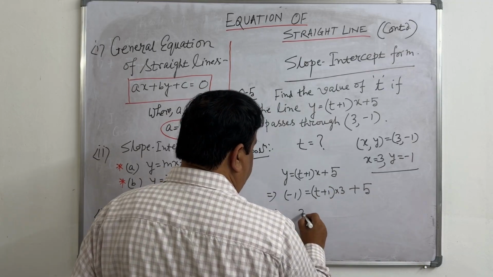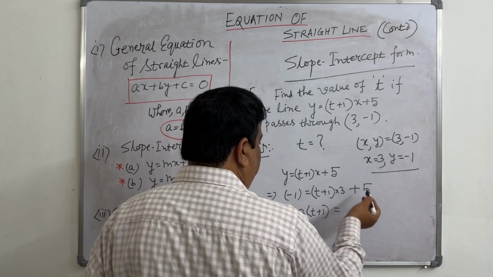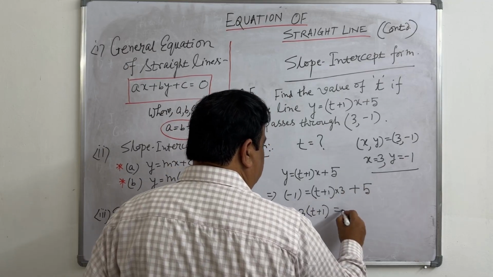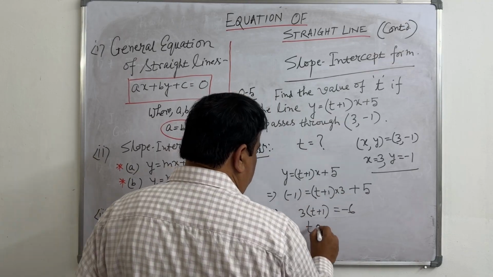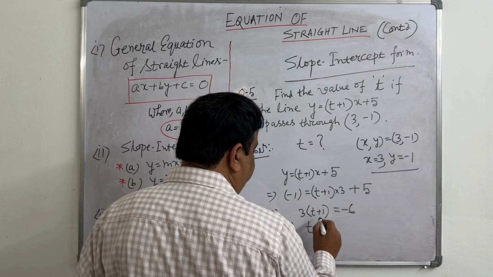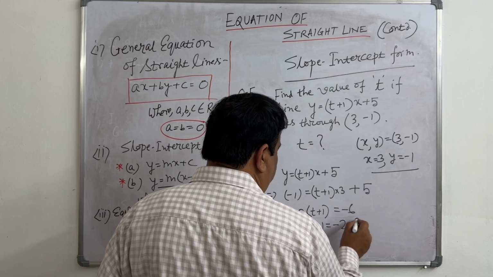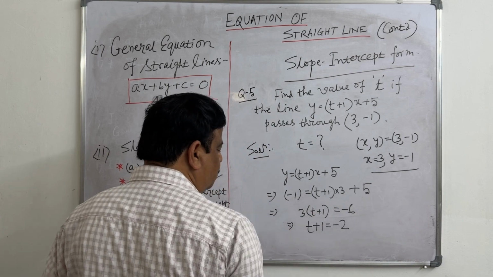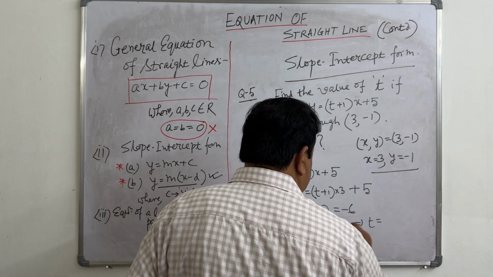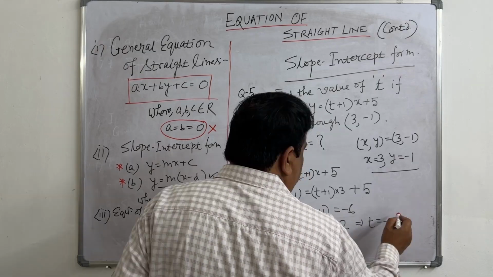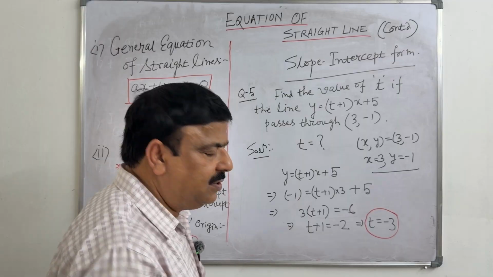So 3 into (t plus 1) is equal to, if you transfer 5 here, it will be minus 1 minus 5, minus 6. So if you divide this equation by 3, then you will get t plus 1 is equal to minus 6 by 3, which is minus 2. Therefore, t is equal to minus 2 minus 1, that is minus 3. So the value of t is minus 3. This is the answer. Clear?